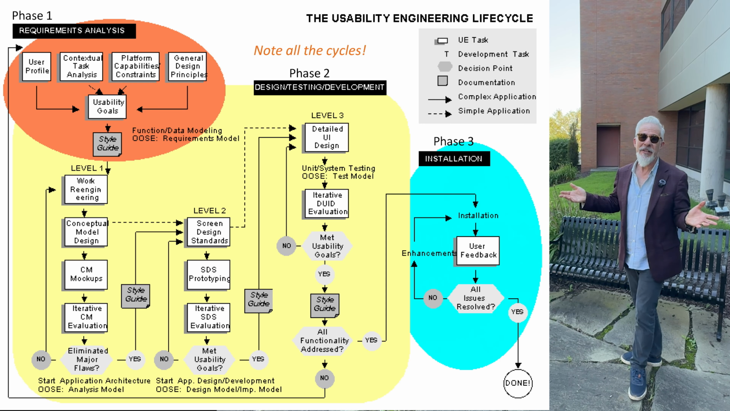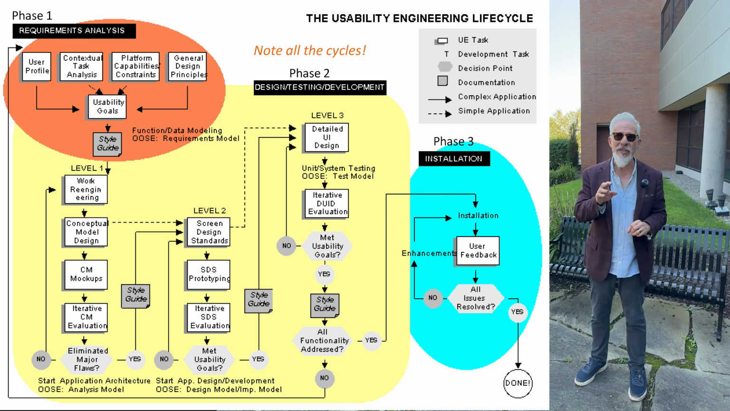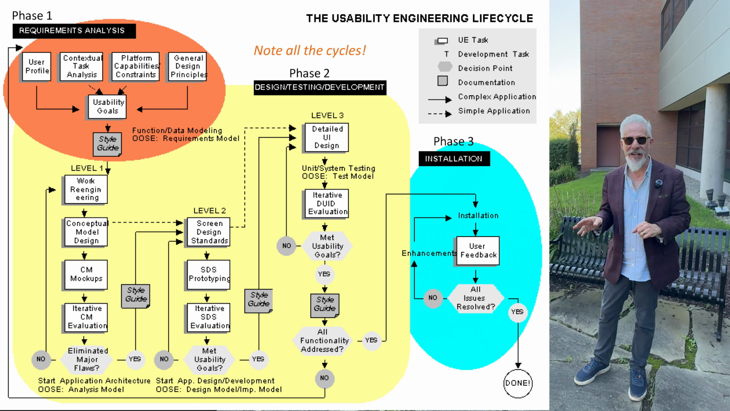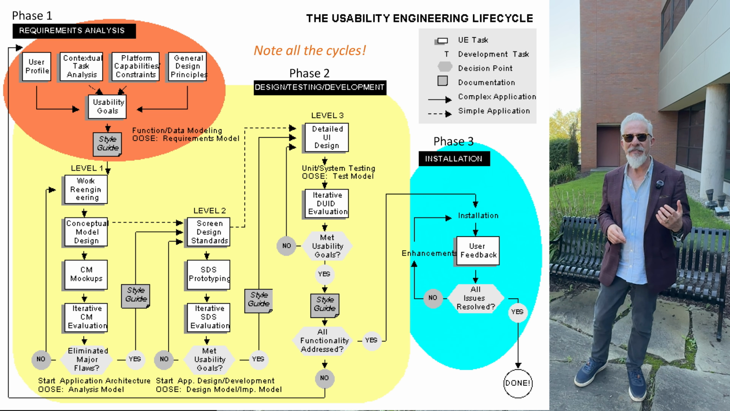And I know this could be a bit overwhelming, but you don't have to memorize all the details. You should just know the overall structure of the life cycle. So at a high level, the life cycle is divided into 3 phases. So first we have the requirements analysis or research phase, and then we have the design phase, and lastly we have the installation phase. And each phase includes iterative cycles and decision points that basically make sure that the usability goals are met at each step.